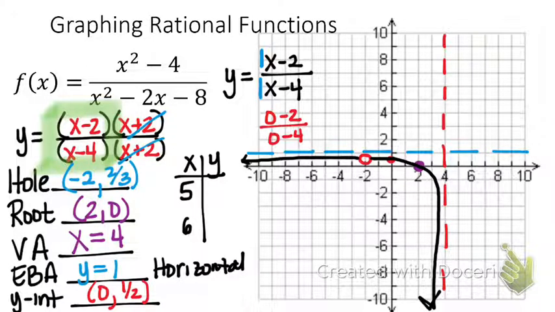So what did you get? Val, did you get a number for 5? 5 minus 2 over 5 minus 4? What'd you get? 3 over 1. So we're going to put a point at 5, 3. So 5 over, up 3, 1, 2, 3. So that's right here. And then 6. So that's 6 minus 2 over 6 minus 4, which is 4 over 2.